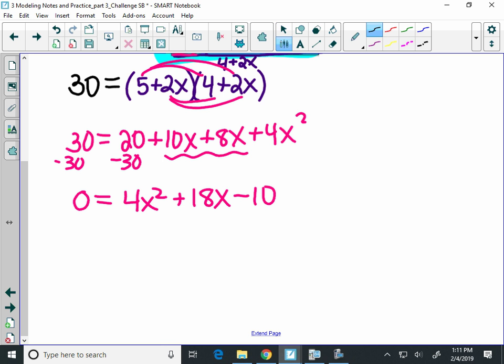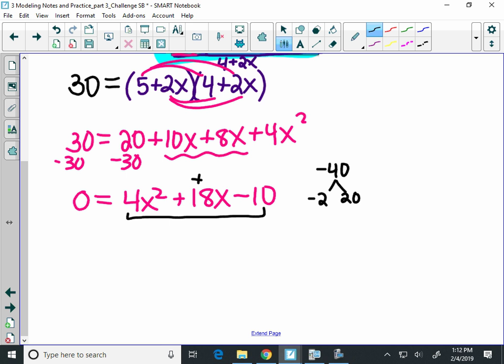Well, let me do one factoring problem today. So if I take 4 times negative 10, I get negative 40. What two numbers multiply to negative 40 and get me 18? That's not as bad as the last one. 2 and 20. Yeah, negative 2 and 20. You were close.